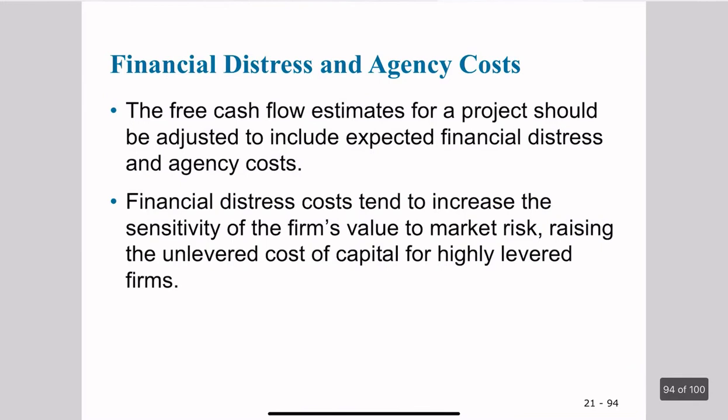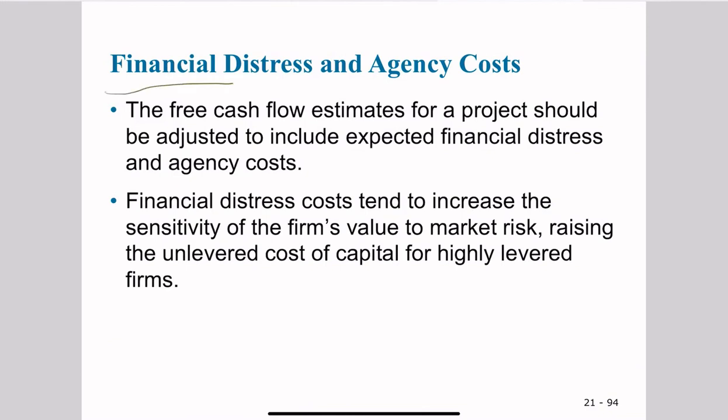Okay, the third case, that is financial distress cost. The title is financial distress and agency cost, but we will mainly focus on financial distress cost. Again, this is related to corporate finance too. Financial distress basically means if the firm has too much debt, then the firm could potentially have difficulty in meeting its debt obligations, or the firm could face the risk of bankruptcy. So in this case, there will be some financial distress cost.